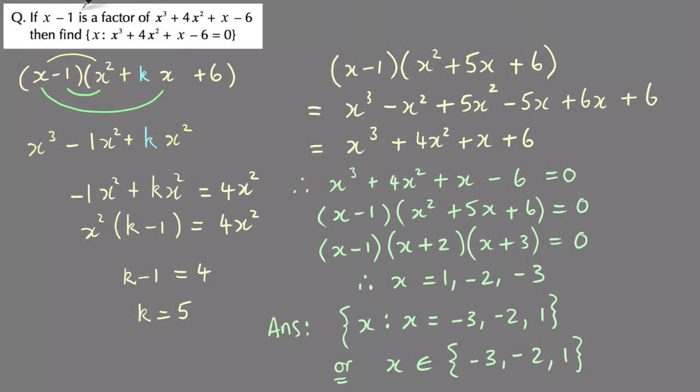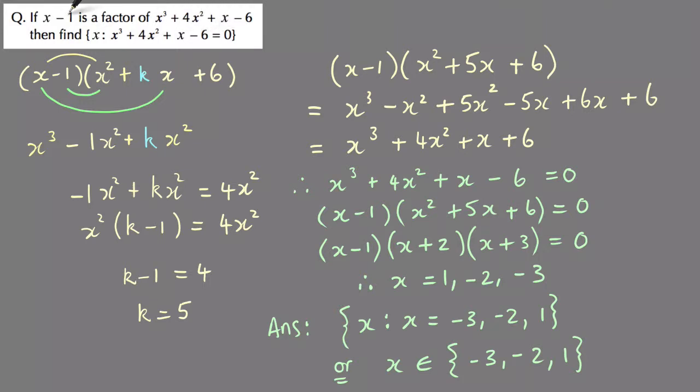If x minus 1 is a factor of x cubed plus 4x squared plus x minus 6, then find the set of x values such that x cubed plus 4x squared plus x minus 6, this same cubic function, is equal to 0. So a short method of finding the other factors, because that's really what you've got to find. You have to factorize this, and then from those factors, you'll know what x values make it equal 0.